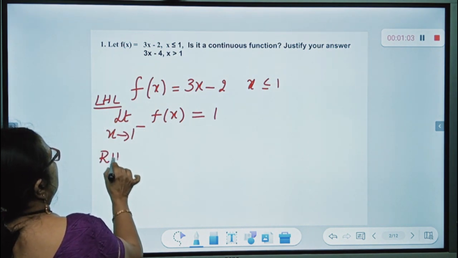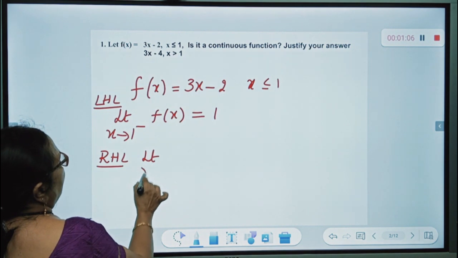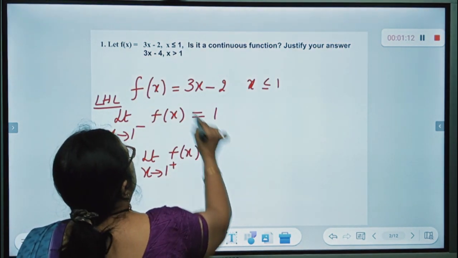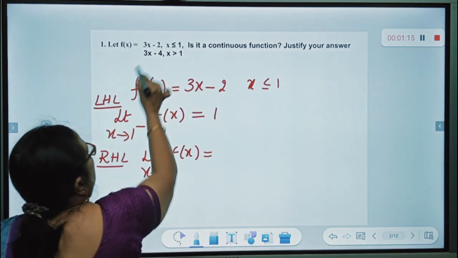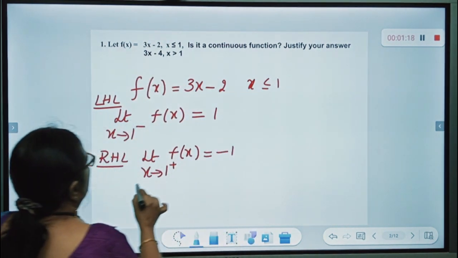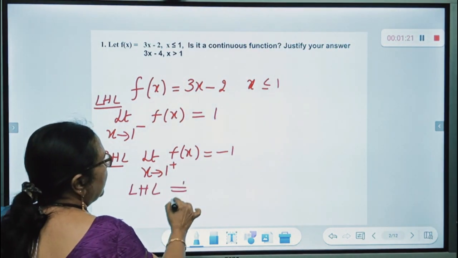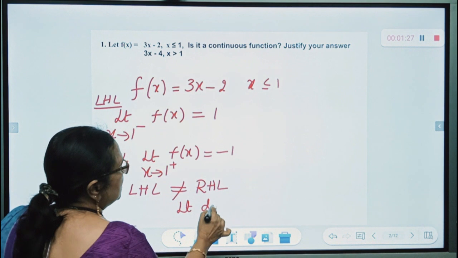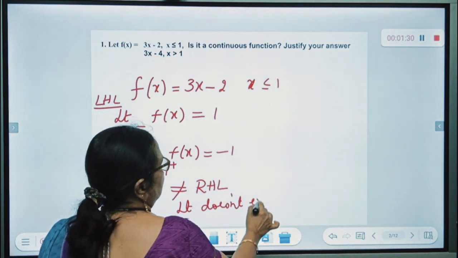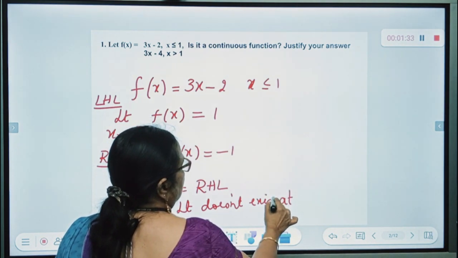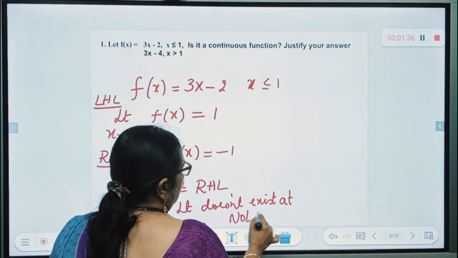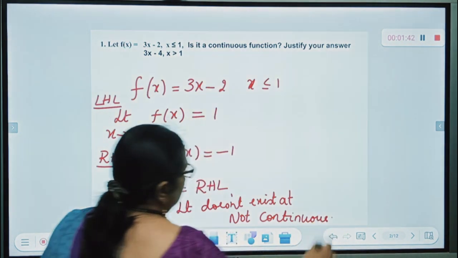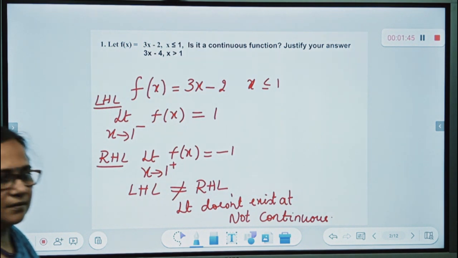What will be the right hand limit? Limit x tending to 1 plus of f of x, which is, I have to substitute 1 in 3x minus 4, which will give me minus 1. So left hand limit is not equal to right hand limit. So limit itself doesn't exist. Limit doesn't exist at 1. So not continuous. Is it clear?